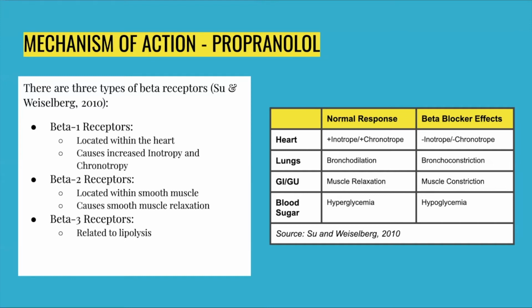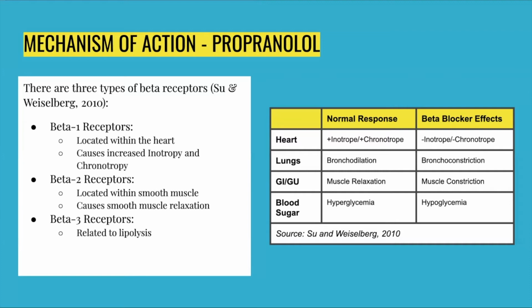Beta 2 receptors also cause bronchodilation and GI/GU and uterine relaxation. Beta 3 receptors are related to lipolysis, but that's not really applicable to our subject content today. So now that we've reviewed the normal function, let's discuss beta blocker usage.